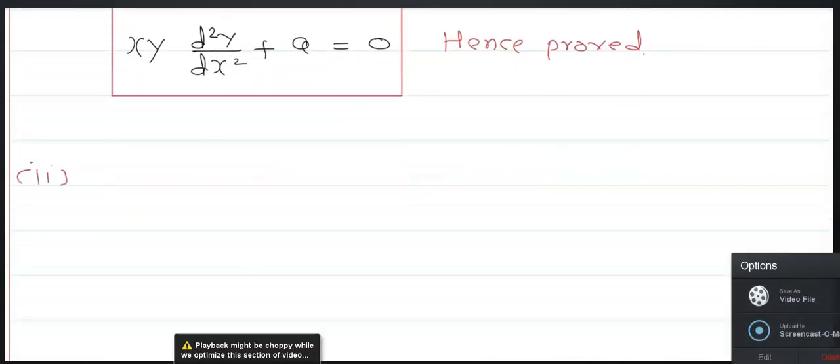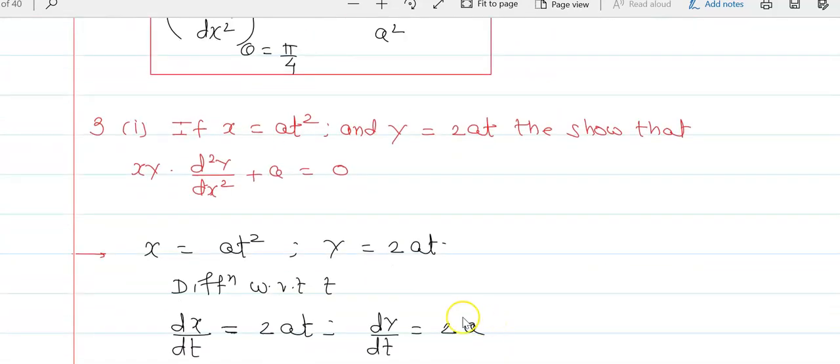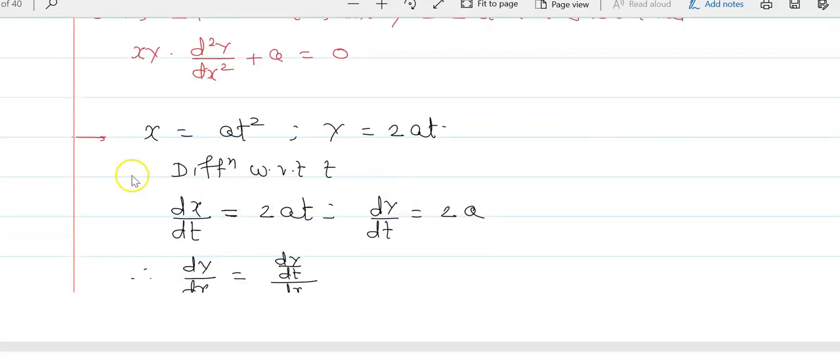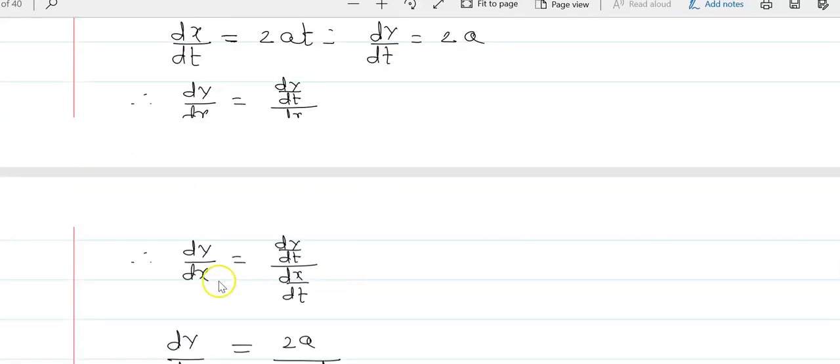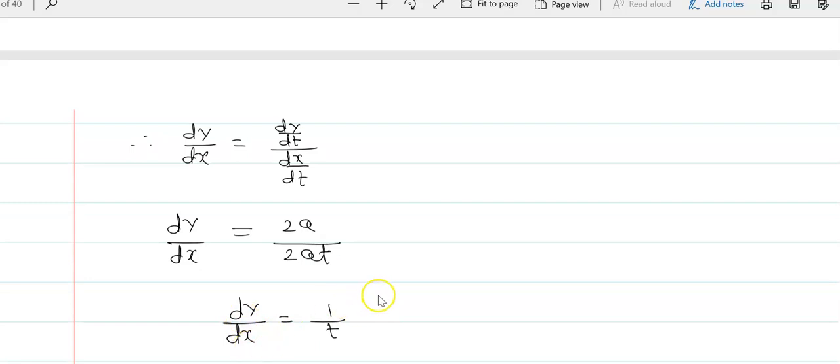See this again. Second example: x is equal to at square, y is equal to 2at. xy into d2y by dx square plus a is equal to 0. x is equal to at square, y is equal to 2at, parametric form of the parabola. dx upon dt is equal to 2at. dy upon dt is equal to 2a. And that's why dy by dx is equal to dy by dt upon dx upon dt. Therefore, dy by dx is equal to 2a upon 2at, and dy by dx is equal to 1 upon t.